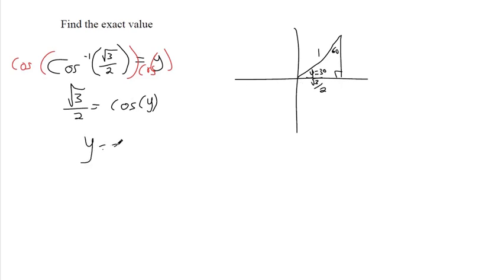Y is 30 degrees, or in radians. Remember, you could divide by 180 and stick a pi on there. So that would be 3 out of 18, which is pi, well, that's 1 out of 6, right? So pi over 6.